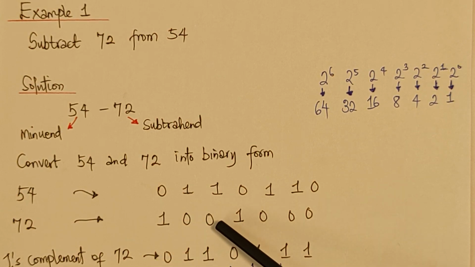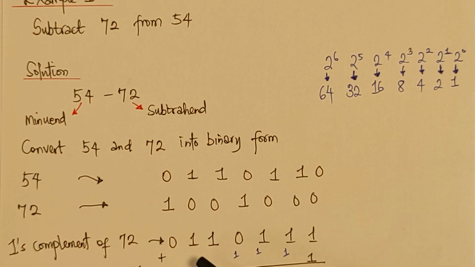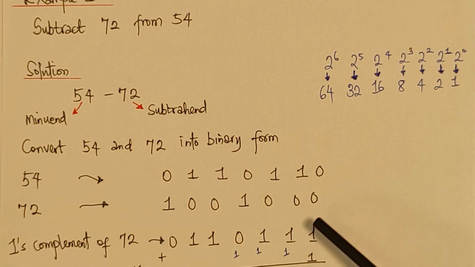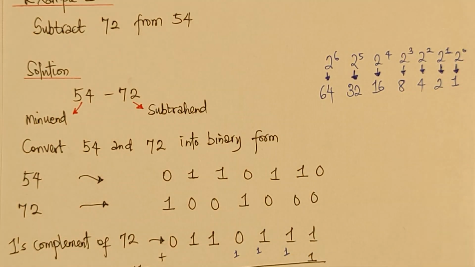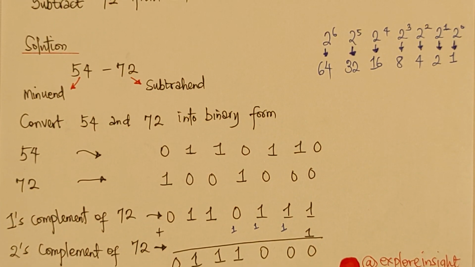Whereas this point where we have 0, 0, 0, 0s, it will be 1, 1, 1, 1, 1. So this is why our first complement will be 0, 1, 1, 0, 1, 1, 1. Now, remember, we are asked to find the second complement, not the first complement. So how do we get the second complement? We'll just add 1 to the first complement, which I have done here by adding 1 here.